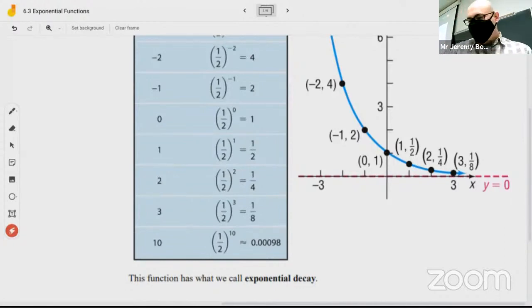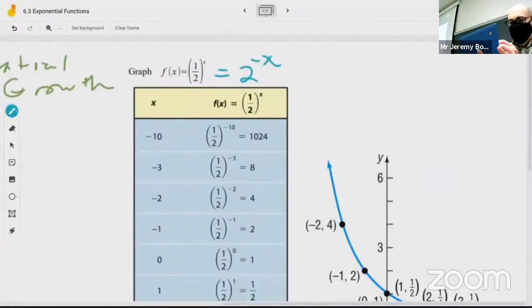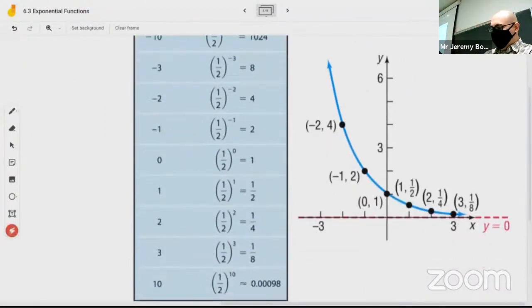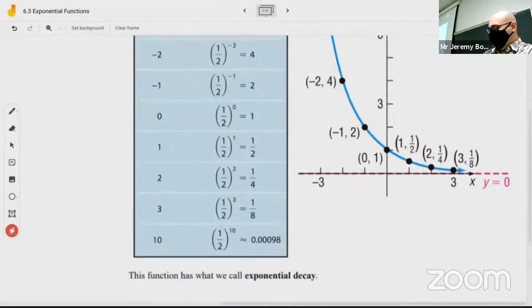Whenever your base is less than 1, it also still has to be greater than 0, it can't equal 1, but when it's a fraction or a decimal that's less than 1, your graph is going to look like this, and we're going to call that exponential decay. There are 2 types of graphs you can see: exponential growth and exponential decay. It's all about what the base is. If the base is greater than 1, exponential growth. If the base is less than 1, exponential decay.